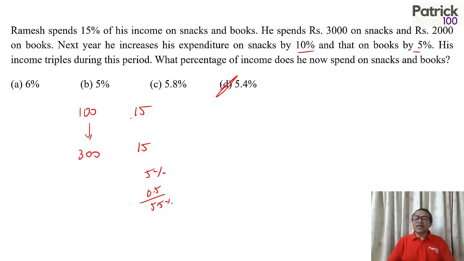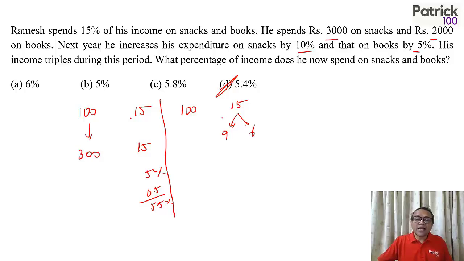If you understand this, great, you can do it fast. If not, let's do it normally. You can use 100 and solve. I'll use the normal method. Say income is 100. So my expenditure is 15 on snacks and books, which is in a ratio of 3:2. When I break 15 up into 3:2, it becomes 9 and 6. That is, snacks is 9, books is 6.